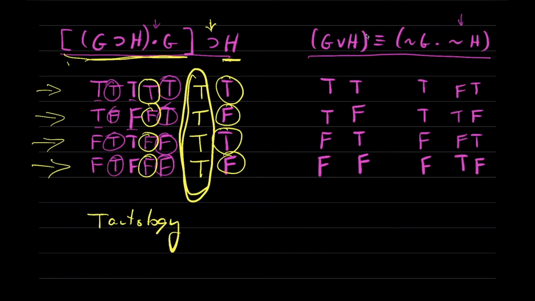Same thing in front of the G. We've got a tilde in front of the G. That's a negation of G. So if G is true, true, false, false, starting at the top and going down, that negation will be false, false, true, true.